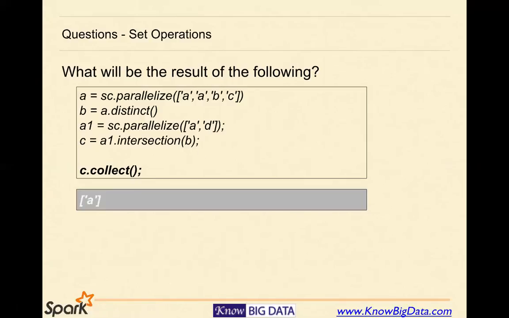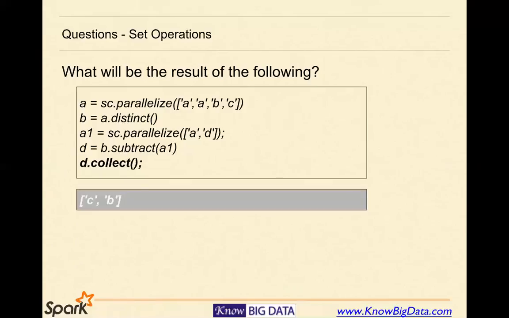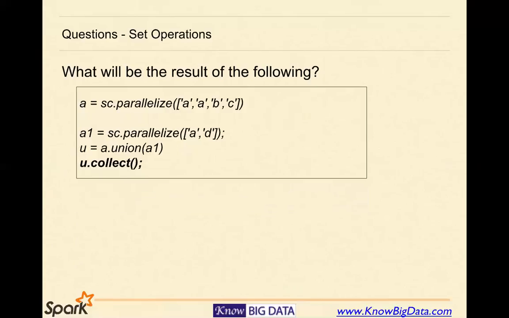Correct. It is A. Then what will be the result of this one quickly? So first we are having A, B, C. Then we are computing the distinct, and then we are subtracting, not joining, meaning out of A, B, C, we are removing A and D. Correct. We will get B and C. You can say C and B.